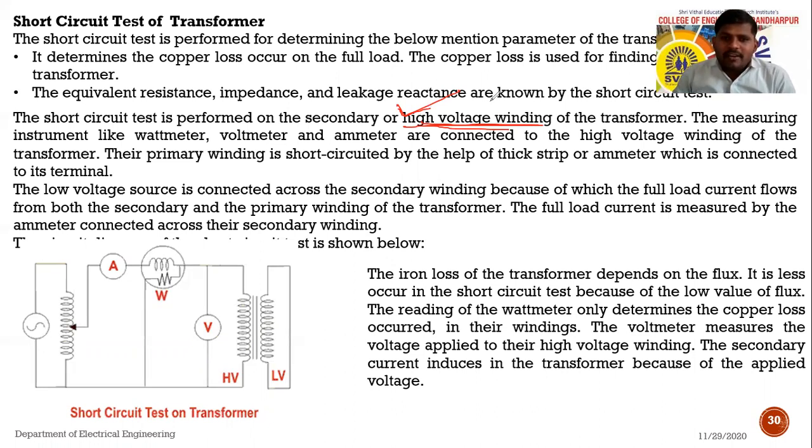On the high voltage winding of the transformer, the short circuit test can be conducted. And on the low voltage winding of the transformer, or the primary winding, the open circuit test can be conducted. Now see, similar measuring instruments are required. A voltmeter is required to measure the short circuit voltage, an ammeter to measure the short circuit current, and a wattmeter to measure the power taken in the short circuit test.